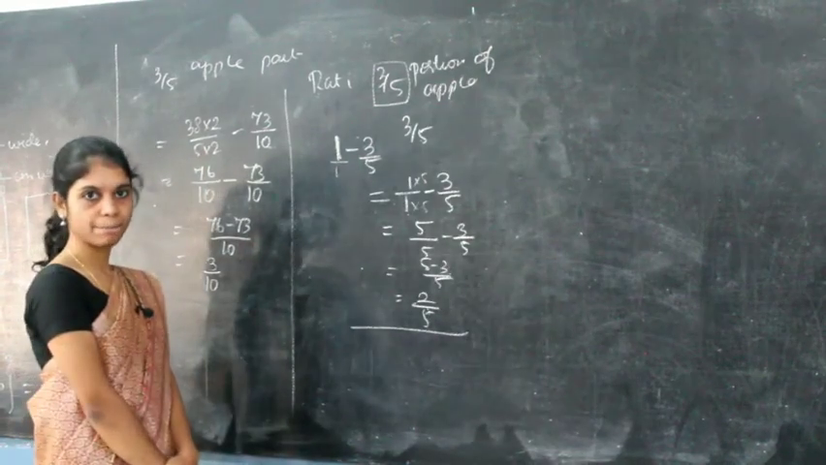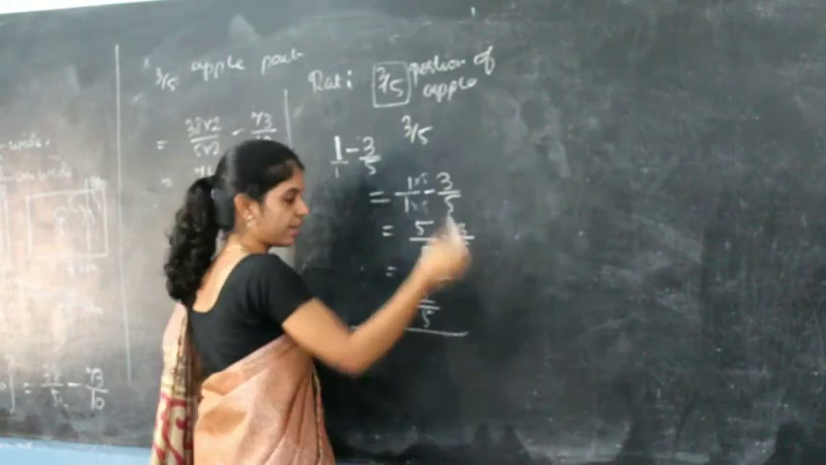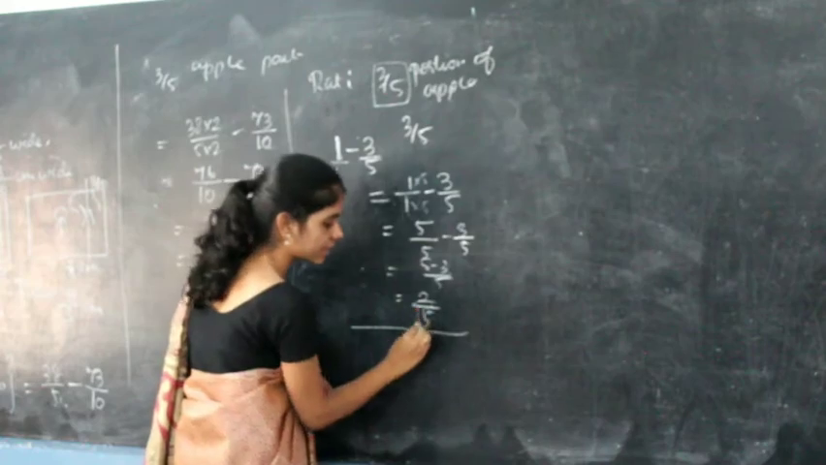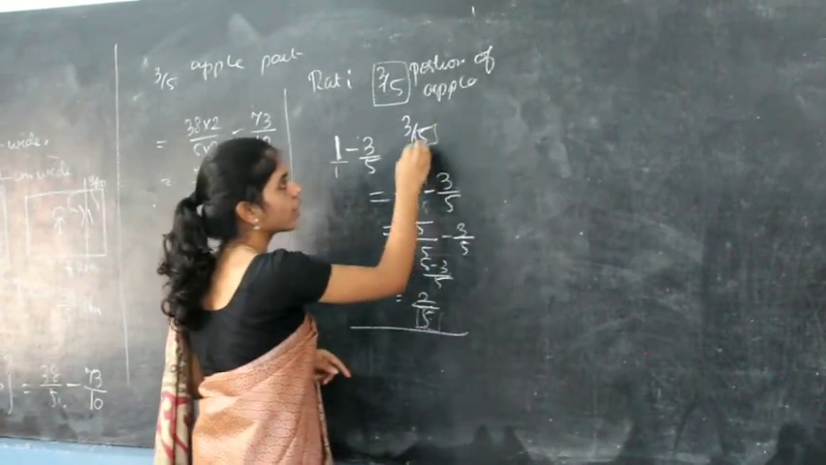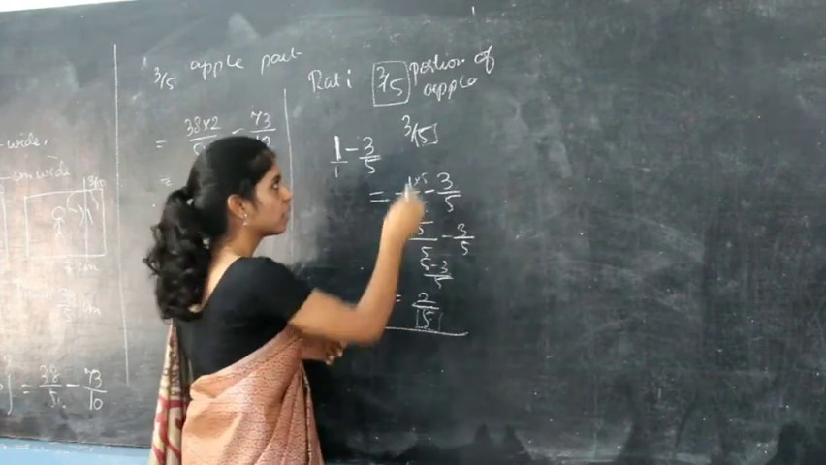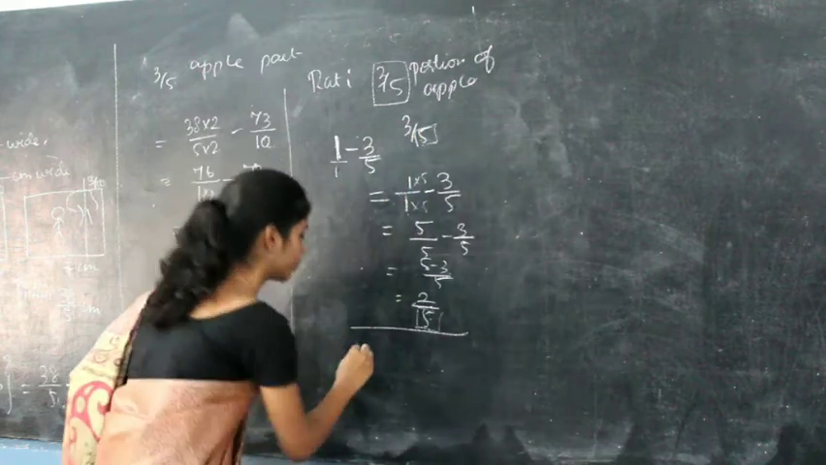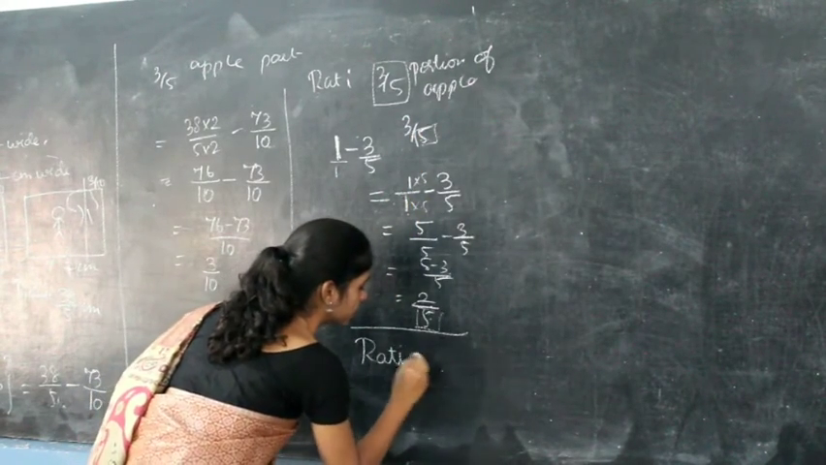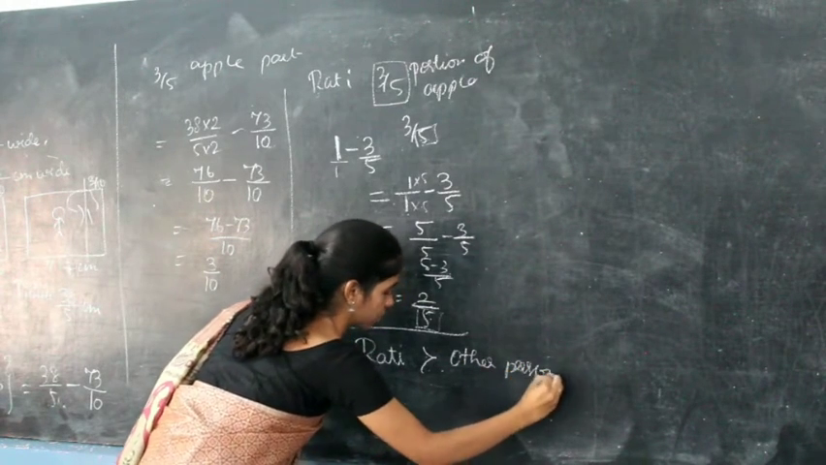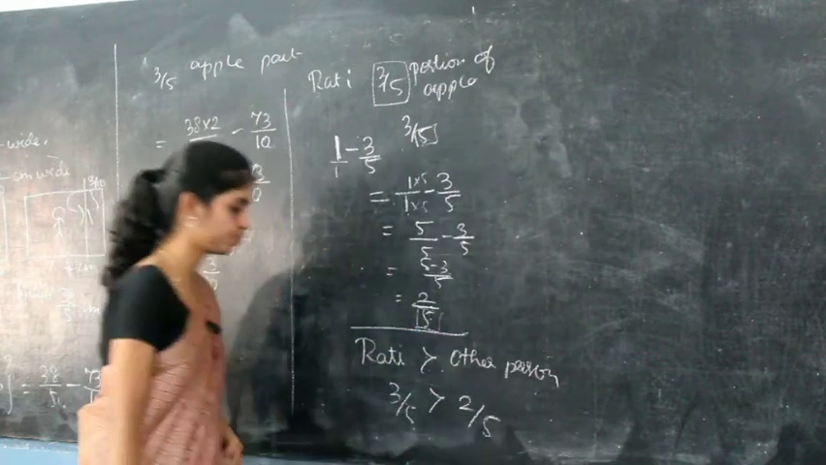Now let's compare this one. Rati ate 3 by 5 part and the other person ate 2 by 5 part. Which is greater? You can see that the denominator is common in both, so you can consider the numerator and compare it. Here you have 3 and here you have 2, which means 3 is greater than 2. Rati ate greater than the other person. 3 by 5 is greater than 2 by 5.